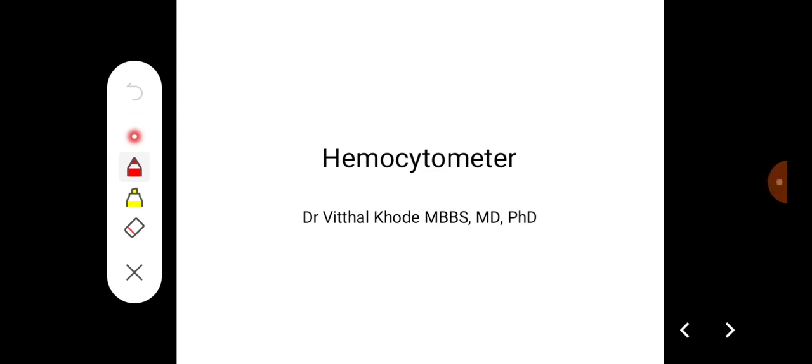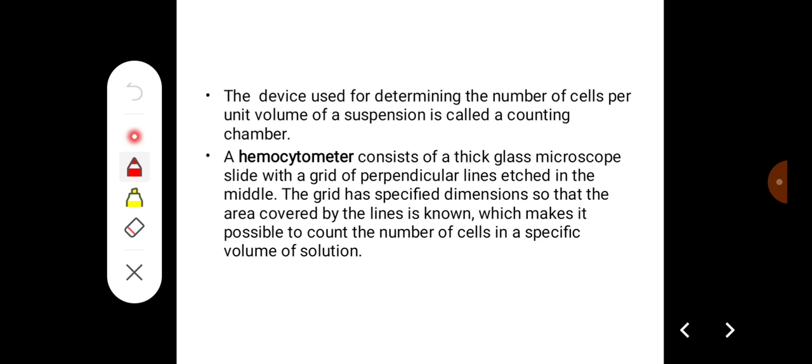Hello everyone. In this class, we'll try to learn about haemocytometer or haemocytometry. Haemocytometer is a device used for counting the hematological cells, and haemocytometry is a procedure. Normally, haemocytometer is used in the physiology lab for counting RBCs, WBCs and eosinophils.